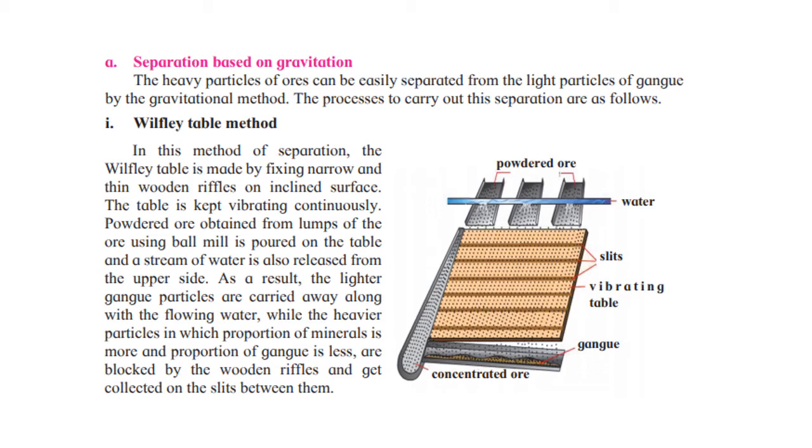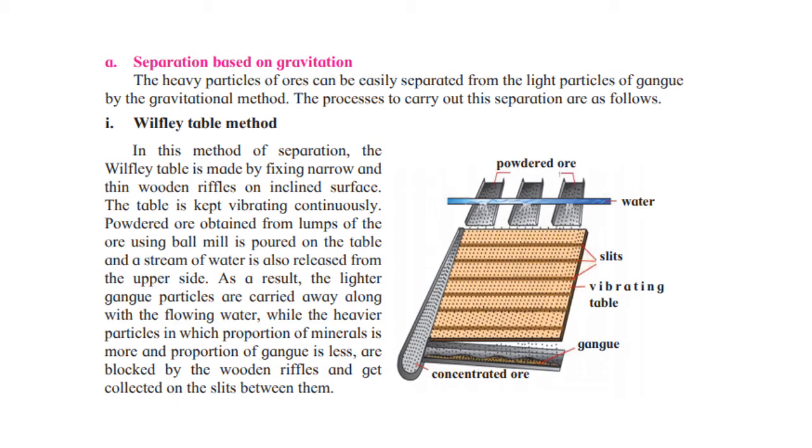In this method of separation, the Wilfley table is made by fixing narrow and thin wooden riffles on an inclined surface. See, if you look at it, on an inclined surface, the table is kept vibrating continuously. Powdered ore obtained from the lumps of the ore using a ball mill is poured on the table, and a stream of water is released from the upper side. Look at the diagram. Concentrated ore and the water on the upper side.